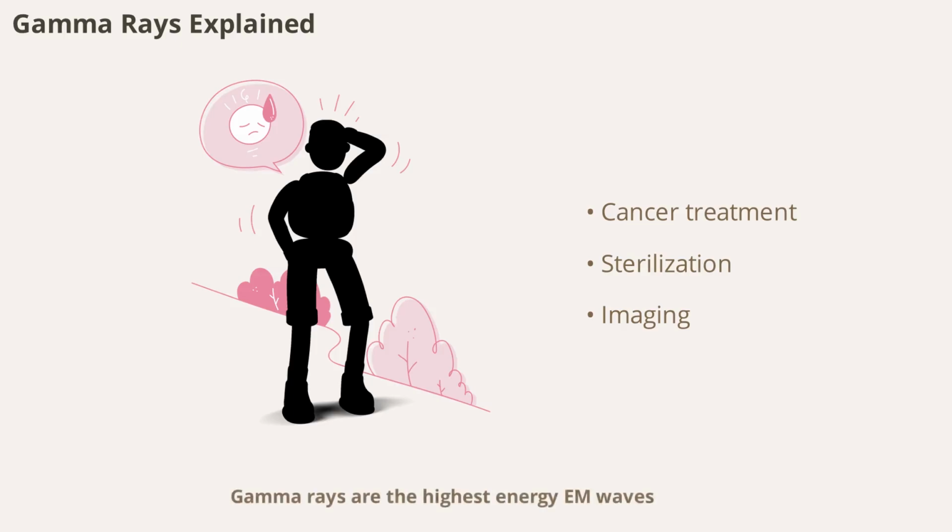Gamma rays are the highest energy EM waves, produced by radioactive decay and certain cosmic events. They are used in cancer treatment to destroy malignant cells and in sterilizing medical equipment. Gamma rays can penetrate most materials, making them useful for imaging and industrial inspection. Due to their high energy, gamma rays are hazardous and require careful handling.